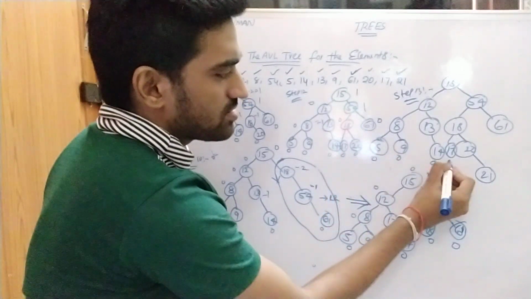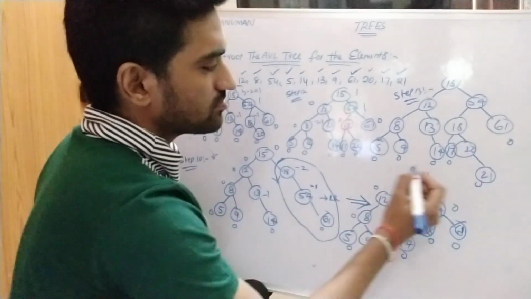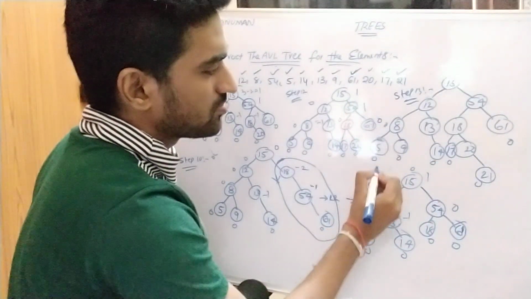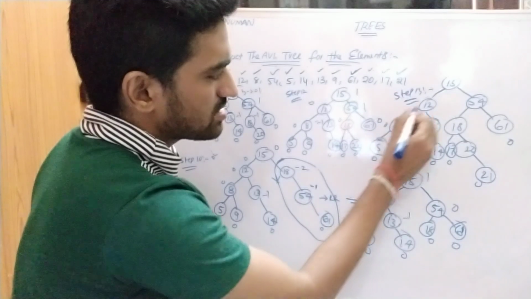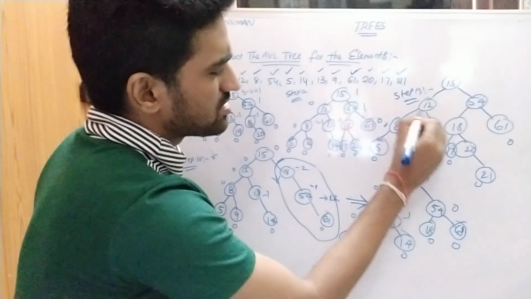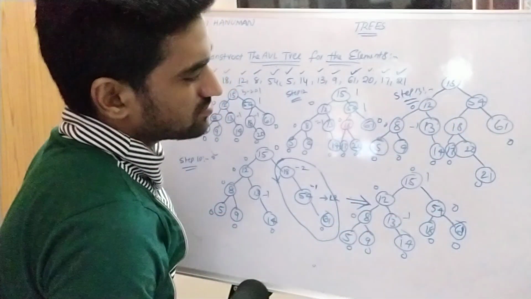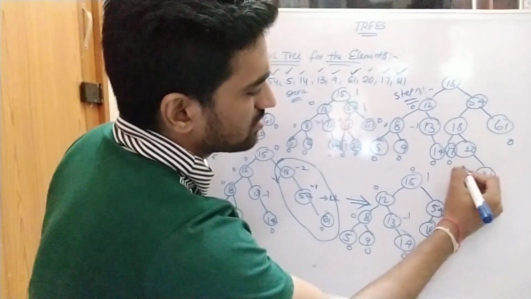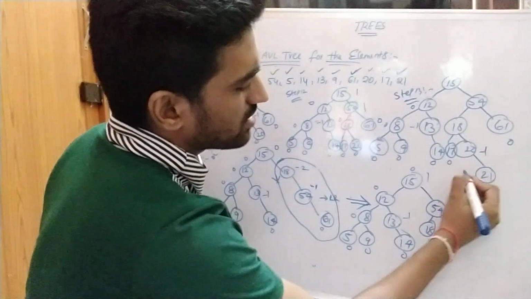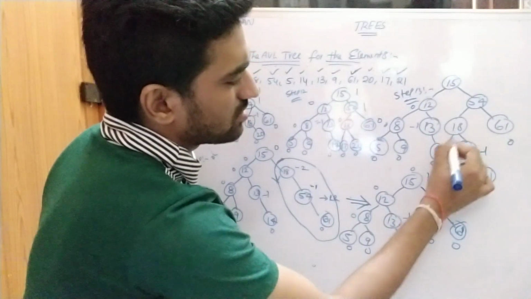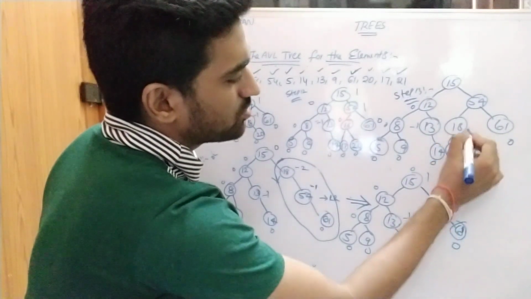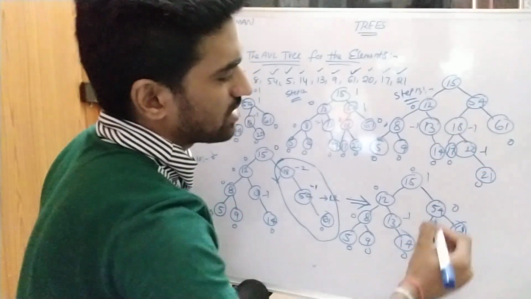0, 0, 0, 0, 0, 0. For this node, 0. For this node, 0, minus 1, minus 1. For this, 2 minus 2, 0. For this one, 0, minus 1, minus 1. For this one, 1 minus 2, minus 1.